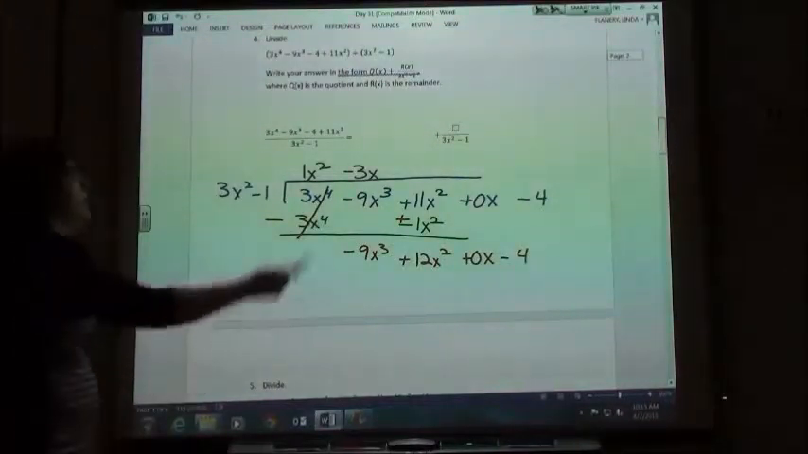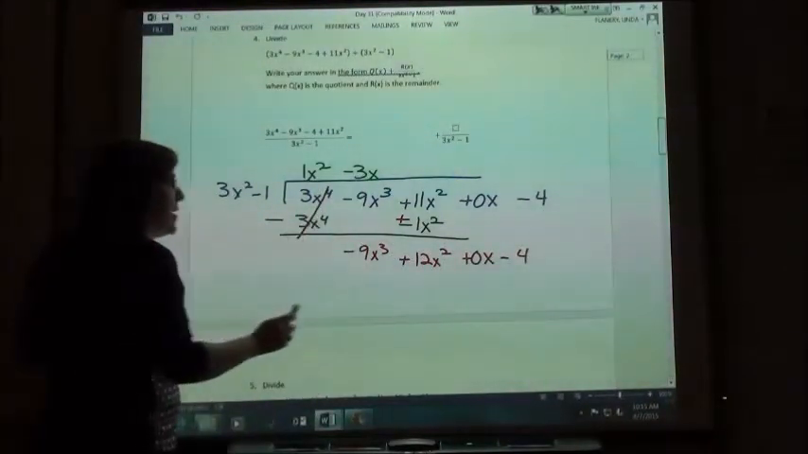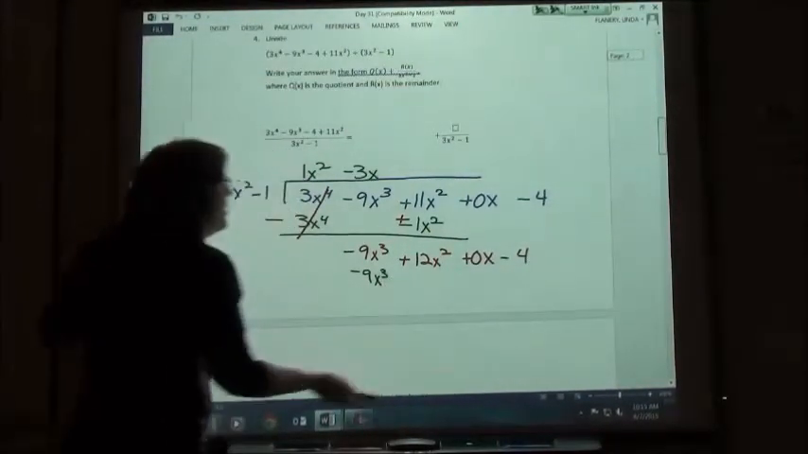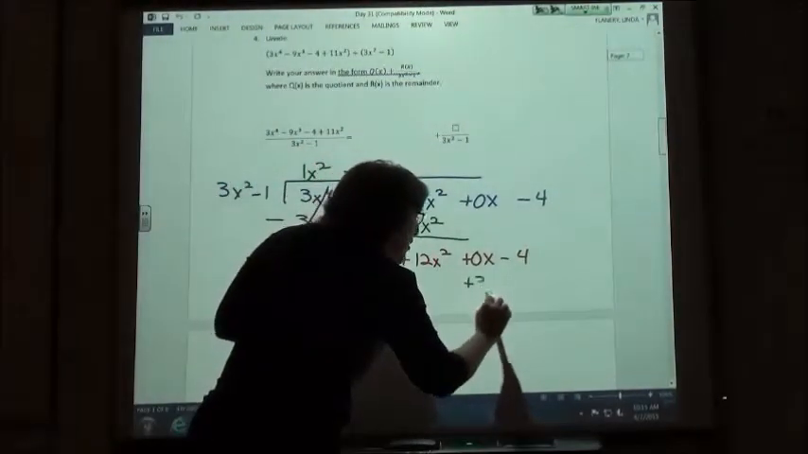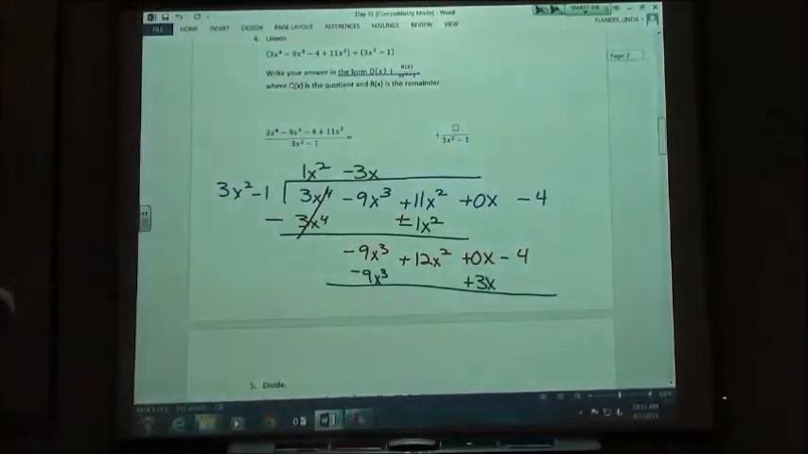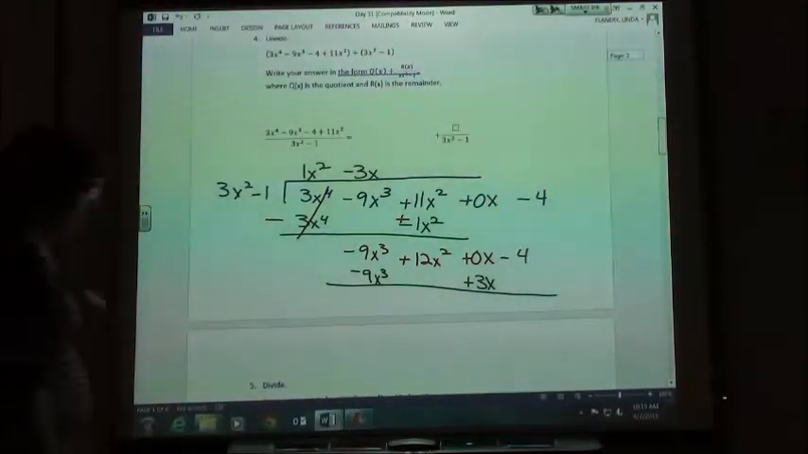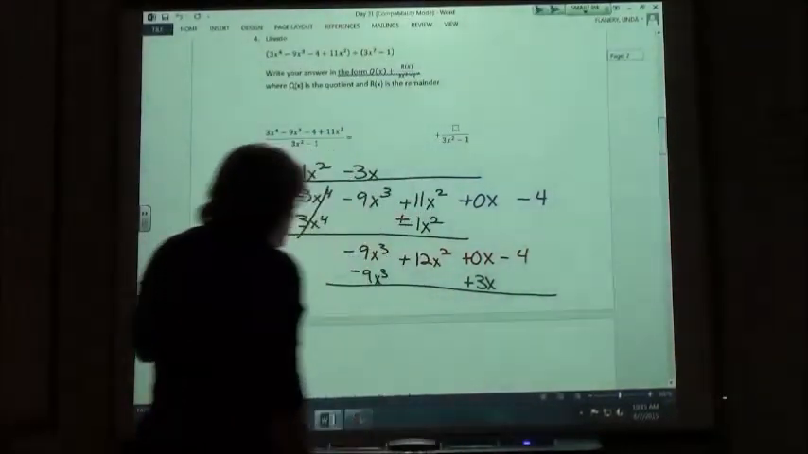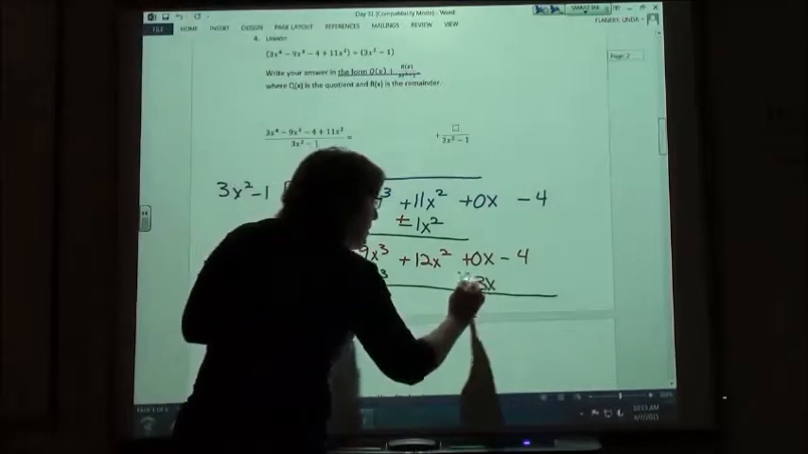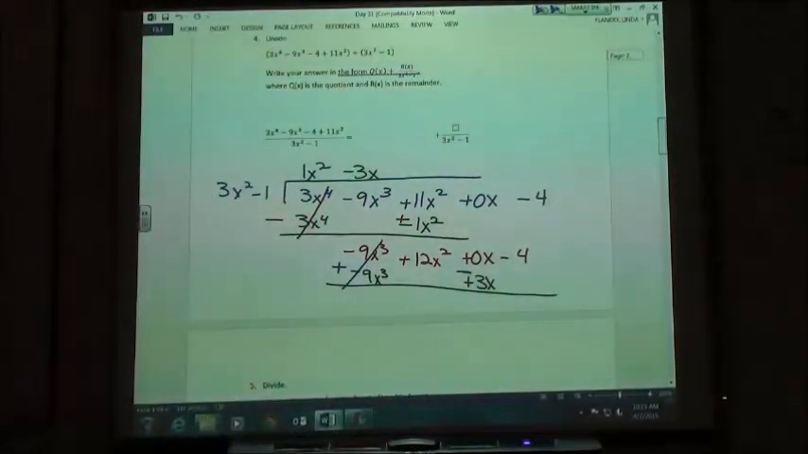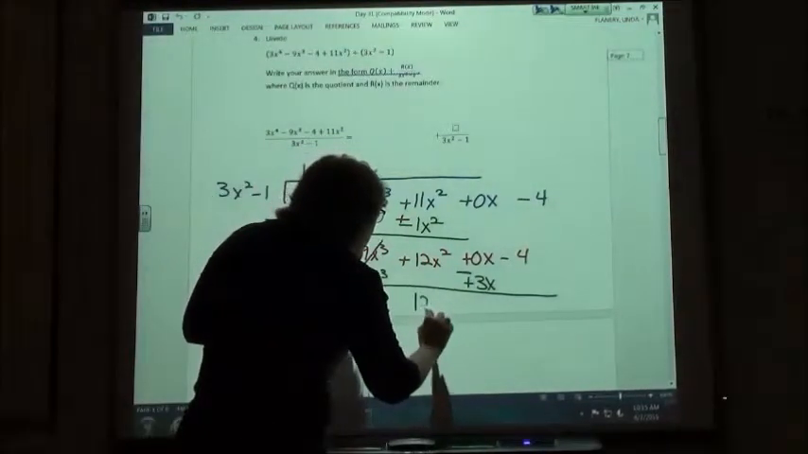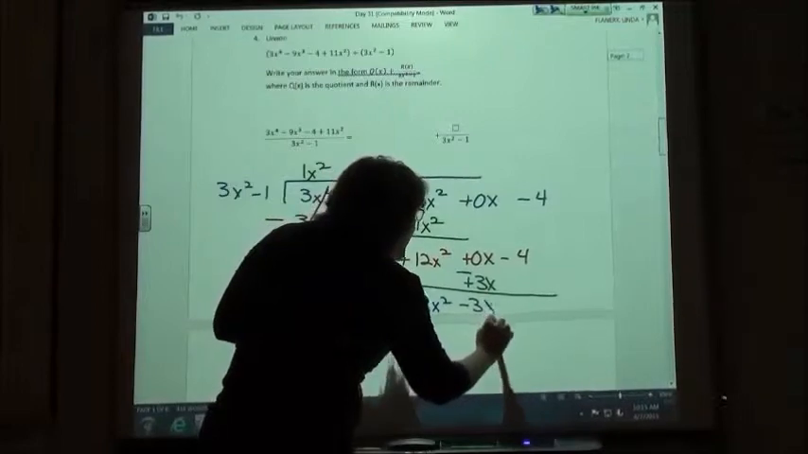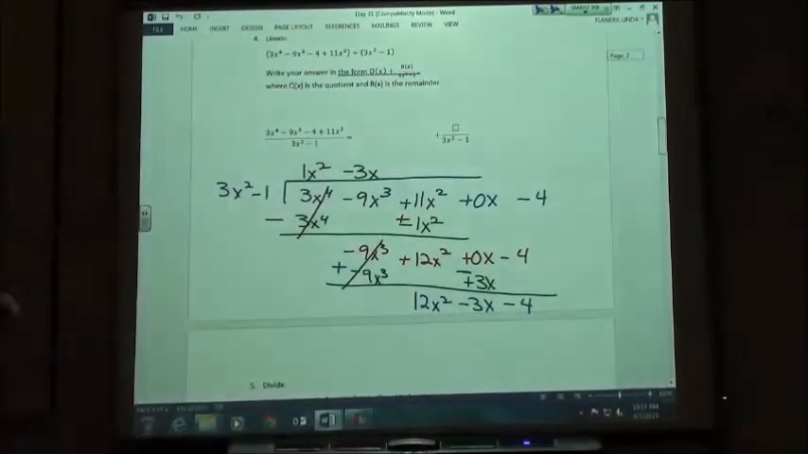We're going to multiply that out. 3x squared times my minus 3x is minus 9x to the 3rd. Negative 1 times negative 3x would be a positive 3x, and we're going to line that up under the x column. That's why we had that 0 there as a placeholder. Then we have to change our signs, so that's a plus, and that becomes a minus. So now we have 12x squared minus 3x minus 4. That's going to come down.